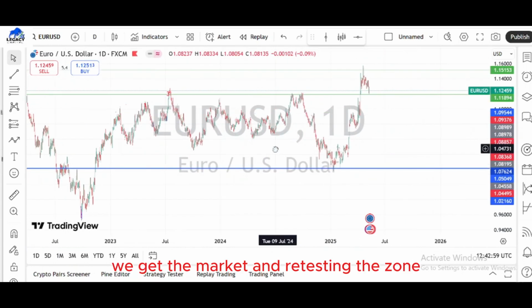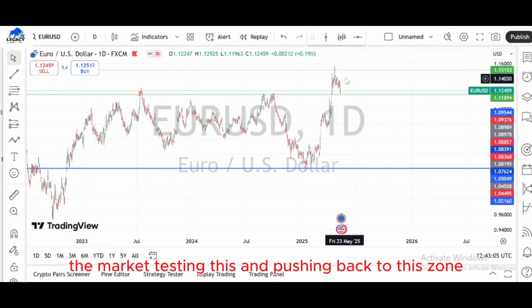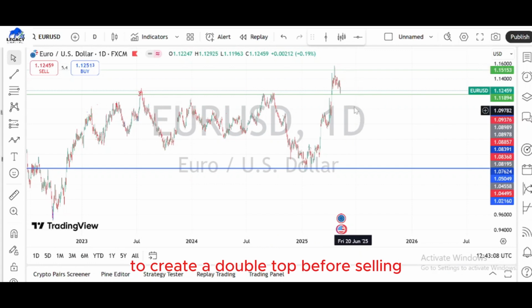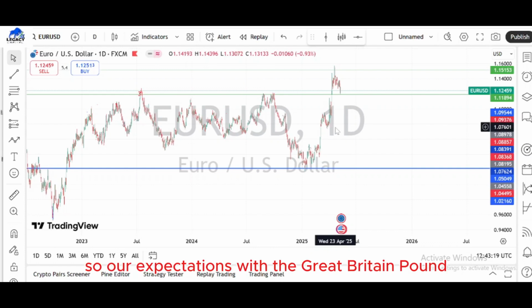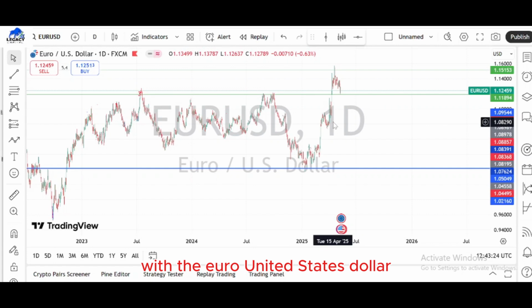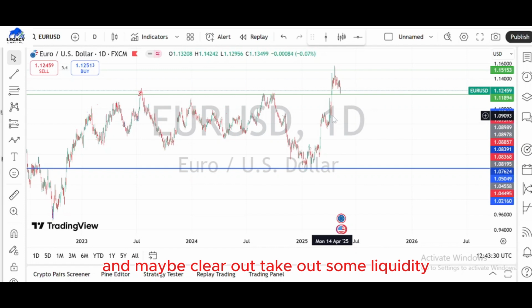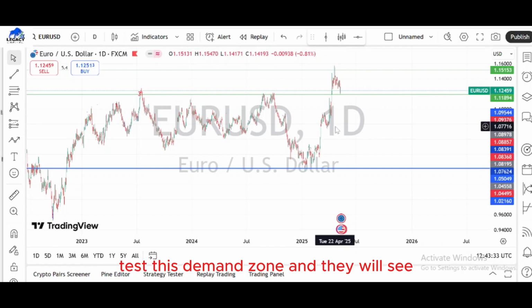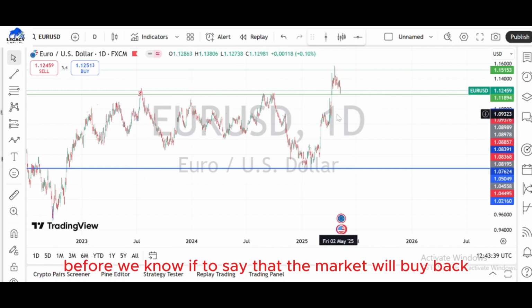Either we get the market retesting the zone, the break and retest strategy, the market testing this and pushing back to this zone to create a double top before selling, or the market falling right down to possibly take out this liquidity and maybe react to this demand zone at a level of 1.07830. So our expectation with the Great Britain pound, with Euro United States dollar, is to see the market drop down a little bit and maybe take out some liquidity, test this demand zone, and then we see the kind of candlestick that will be formed when the market gets there before we know if the market will buy back.